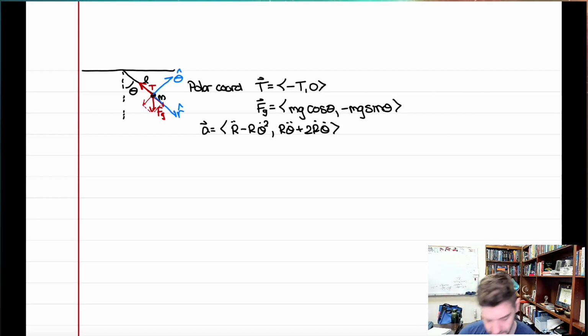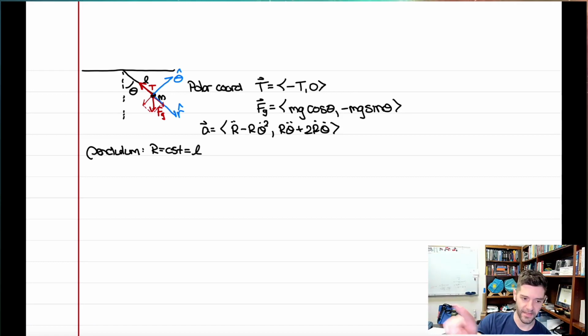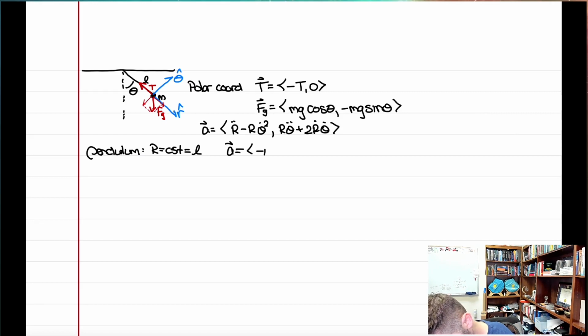But if it's a pendulum, there are some geometric constraints. R is a constant in this case, and it's just equal to L. The length of the bob away from the origin is always equal to L. So all the R derivatives vanish. So it looks like a in this case is then just negative R theta dot squared, R theta double dot.